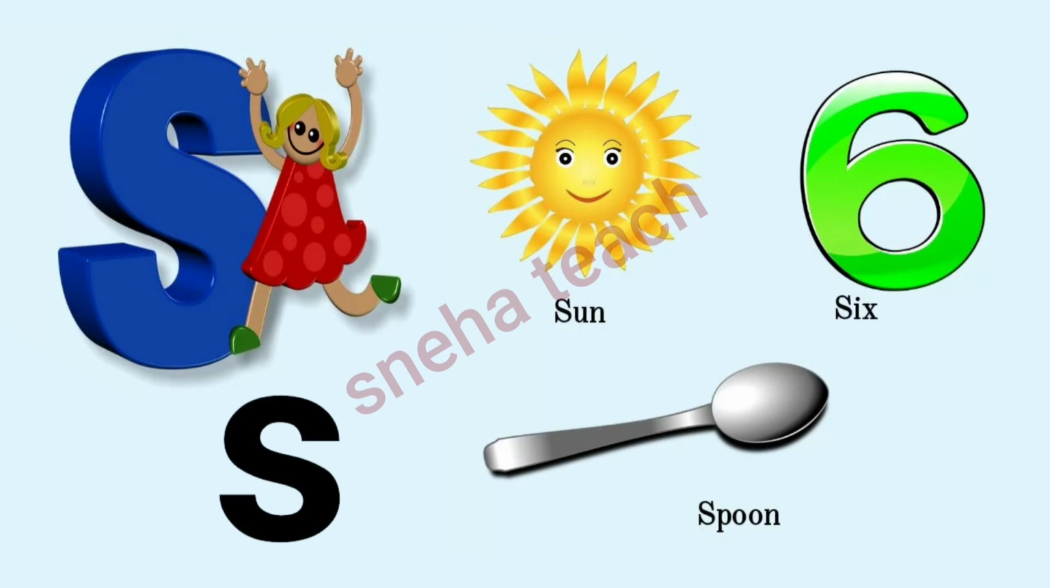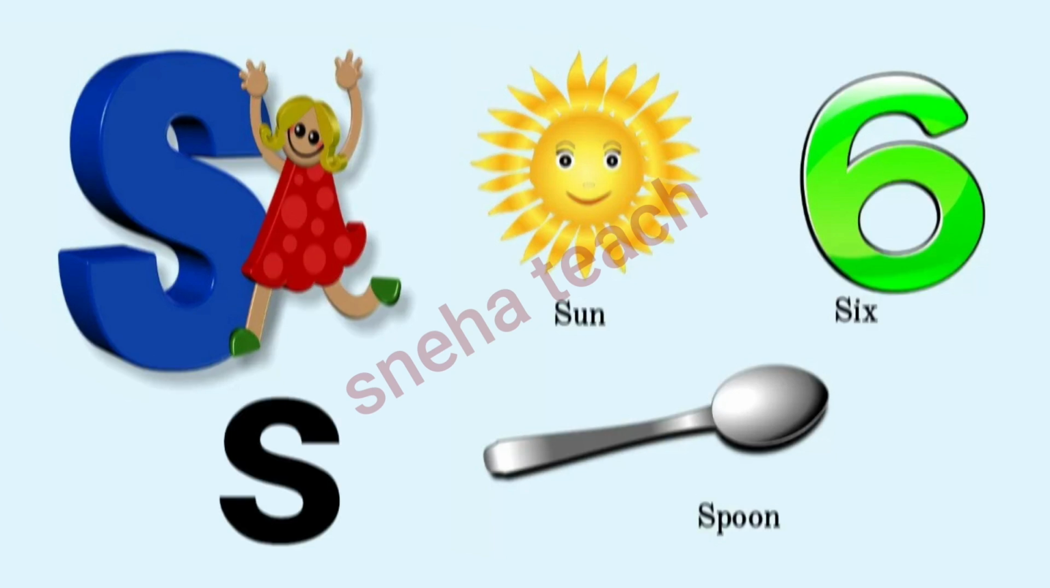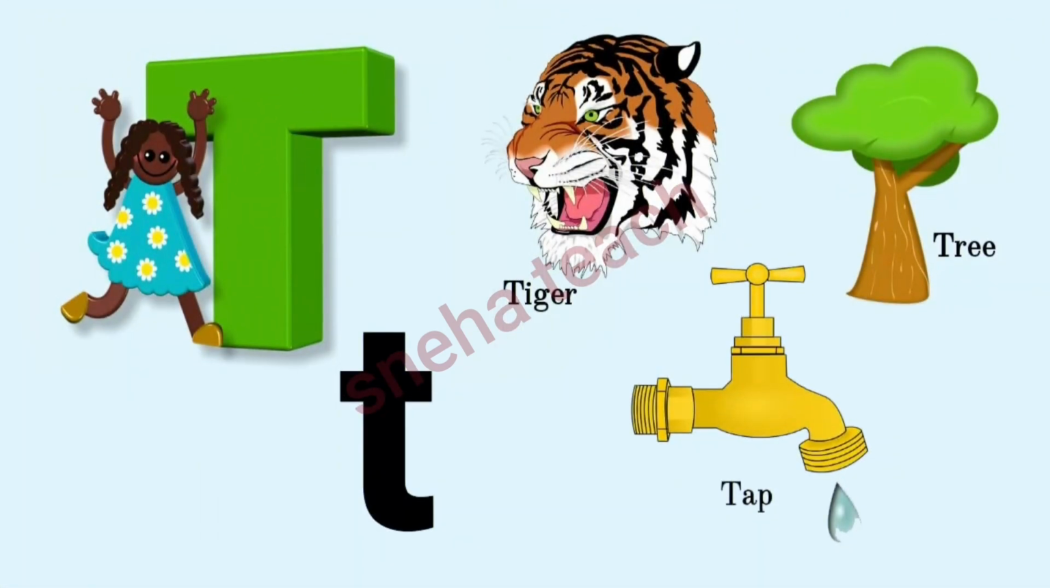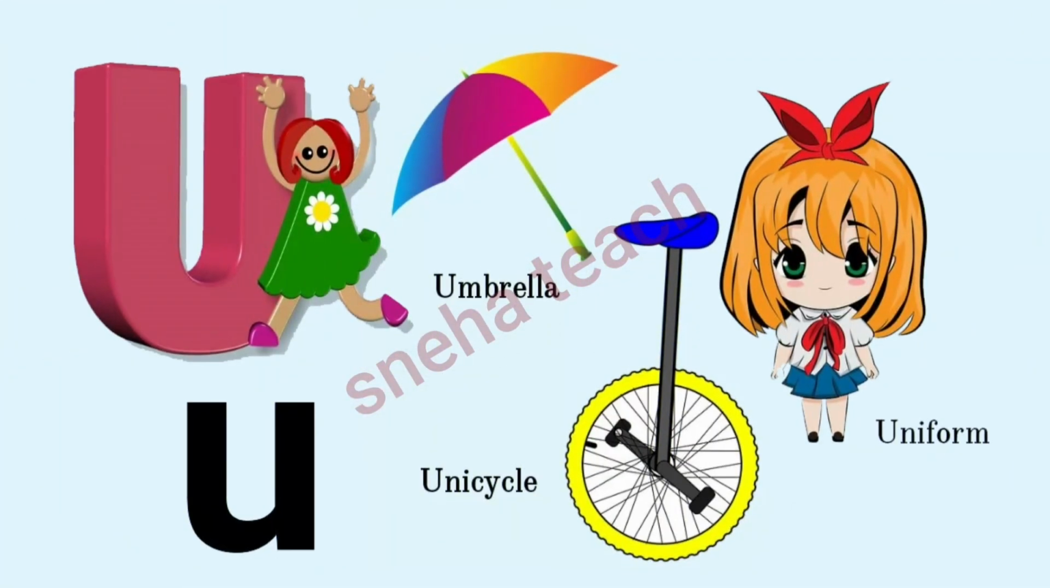S, S for sun. Six, spoon. T, T for tiger. Tree, tap. U for umbrella. Uniform, unicycle.